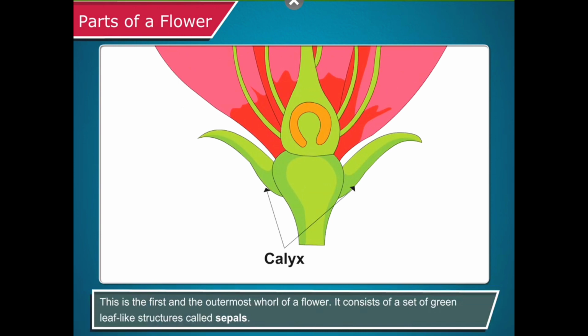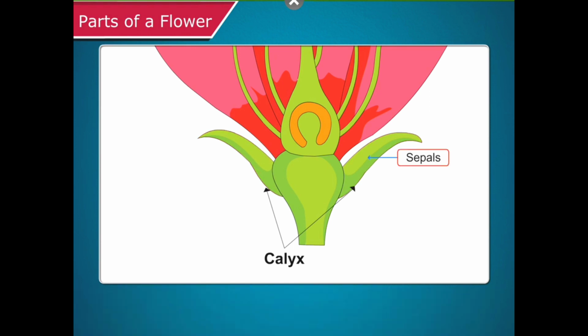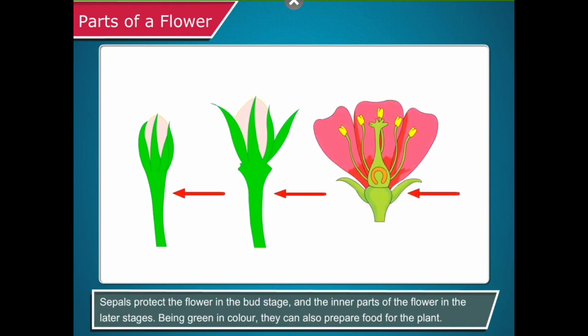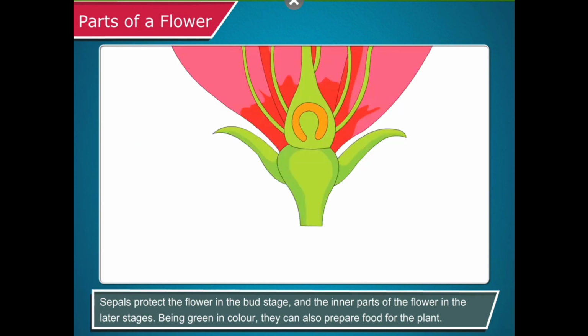Calyx. This is the first and the outermost whorl of a flower. It consists of a set of green leaf-like structures called sepals. Sepals protect the flower in the bud stage and the inner parts of the flower in the later stages. Being green in color, they can also prepare food for the plant.